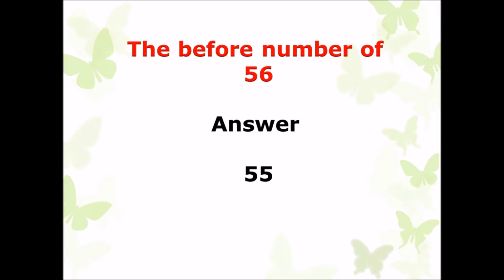56. Before number of 56. Take the last digit 6 and replace it with the before number, that is 5, and write the first 5 as it is. So 55. Before digit of 161. Before digit of 1 is 0 and 16 as it is. So it is 160. Before digit of 861. Ending is 1. So replace it with before digit 0. 860.